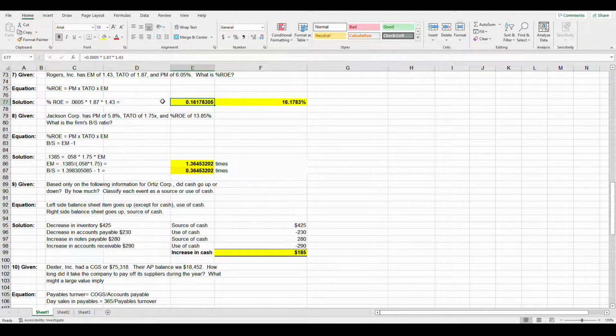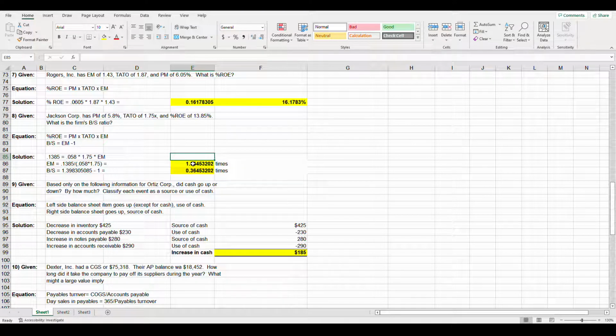And for number 8, Jackson Corp has a profit margin of 5.8%, total asset turnover of 1.75 times, and an ROE of 13.85%. What is the firm's debt to equity ratio? Sometimes that's posted by your finance prof as D to E ratio. So the equation is the same one as in the previous problem. Percent ROE equals profit margin times total asset turnover times equity multiplier. And also, since equity multiplier is 1 plus debt to equity, I can solve for debt to equity by taking equity multiplier minus 1.